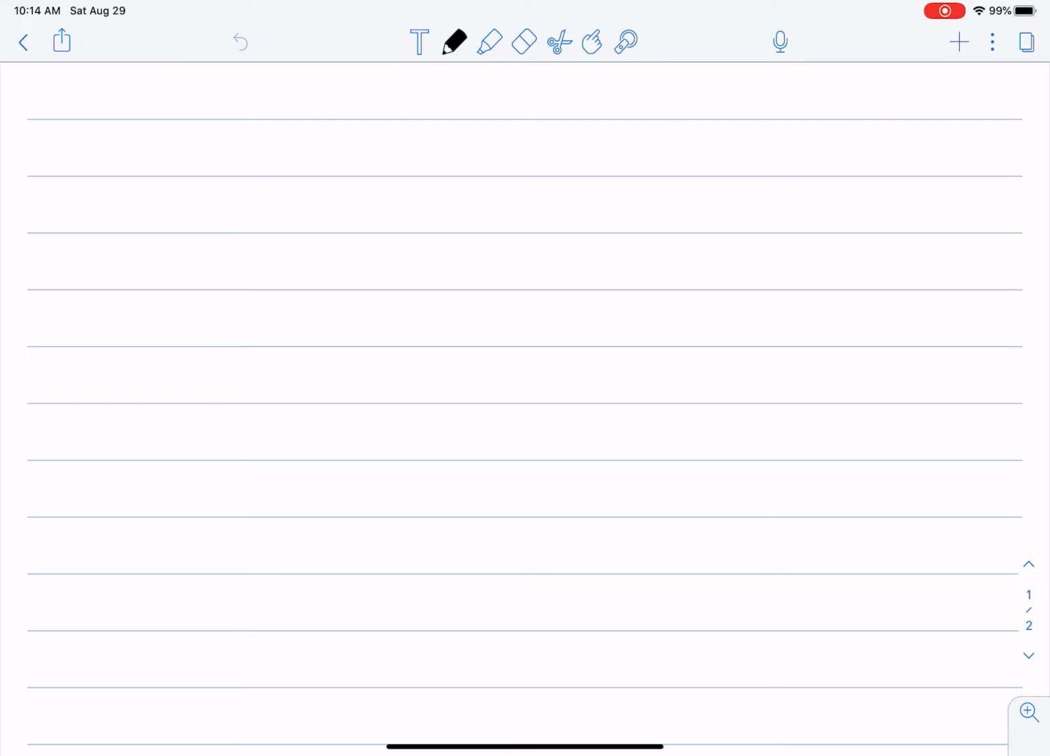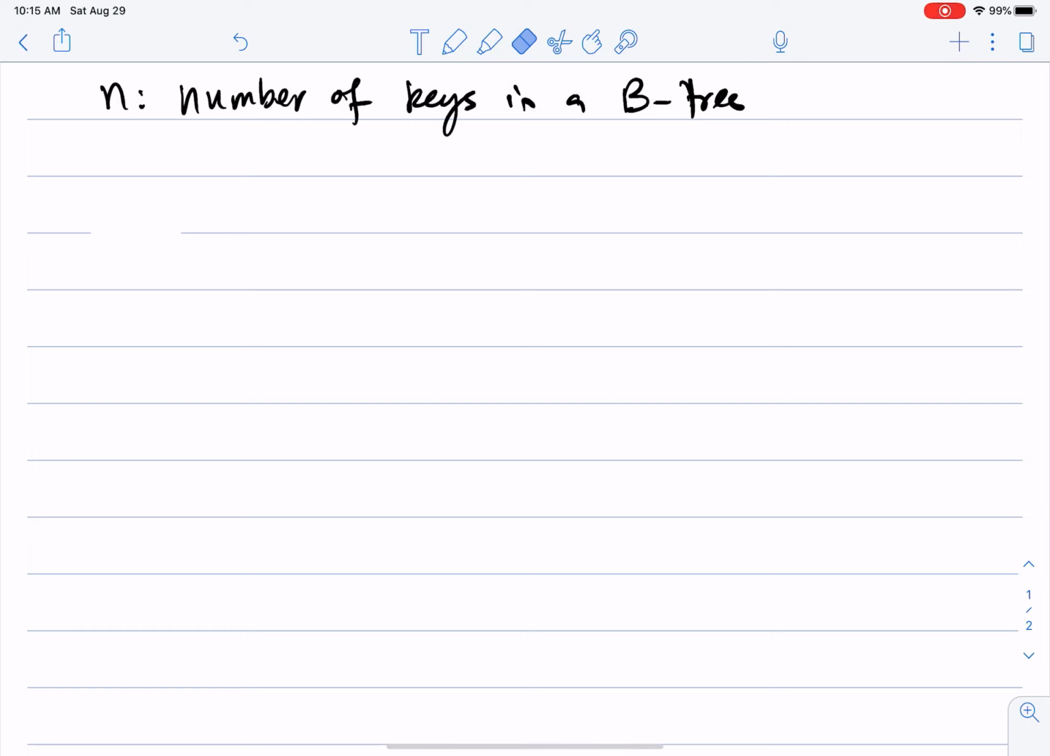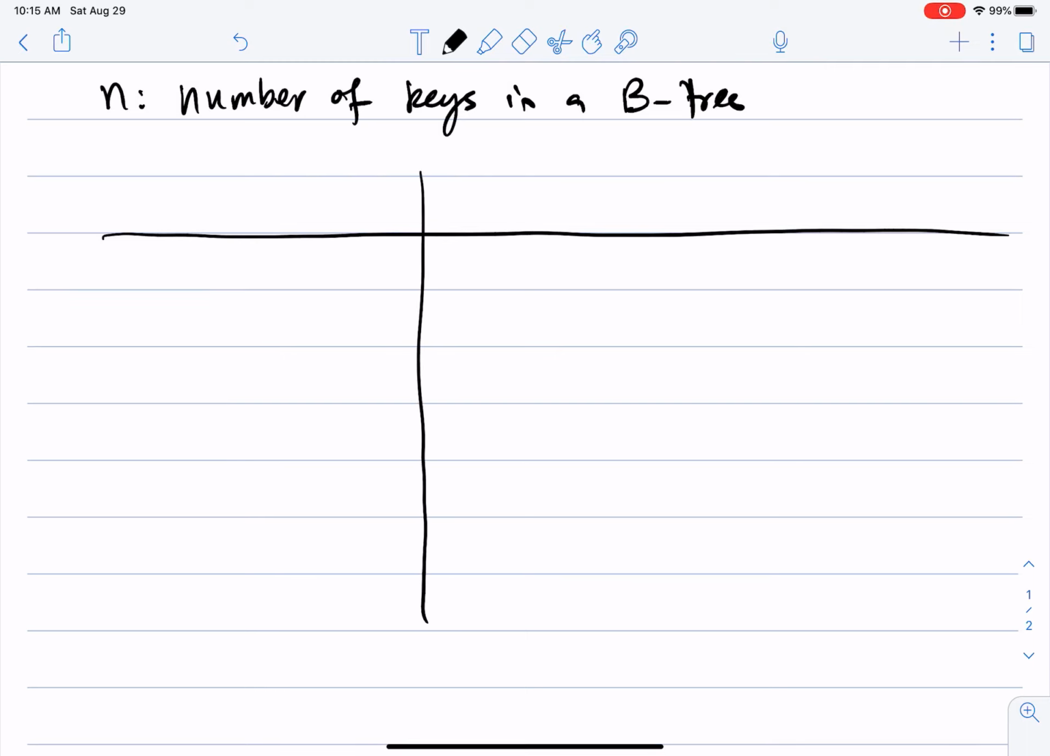I want to talk now about the height of the tree and the number of keys in the tree and so on in a B tree. Okay, so let's use n as the number of keys in a B tree. Let's try to reason about this and relate it to the height of the tree. So I will now draw a tree, and let's talk about the depth of nodes in that tree.